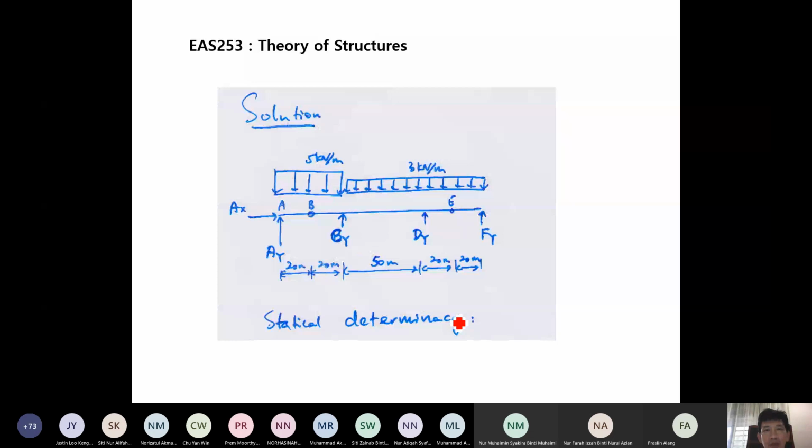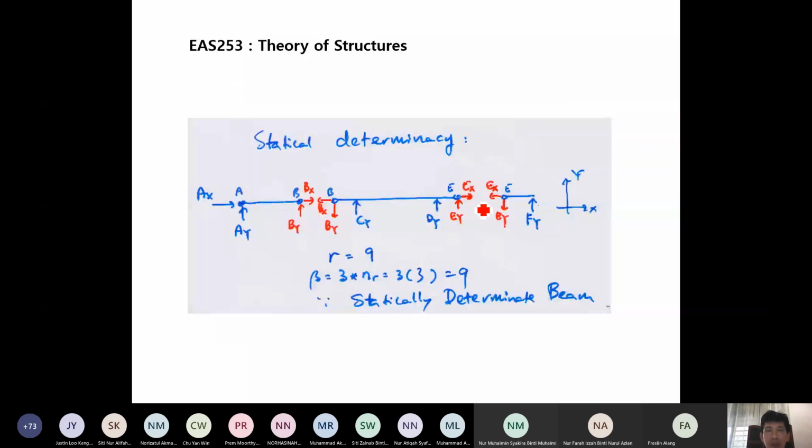So class, when we check for statical determinacy, remember if there are hinges, then we have to separate the beam at the location of the hinges. So there are 2 hinges, so we separate them, and we get 3 parts. So we separate them at the 2 hinges when we want to check statical determinacy. So you get 3 parts here: part 1 AB, part 2 BE, part 3 EF.